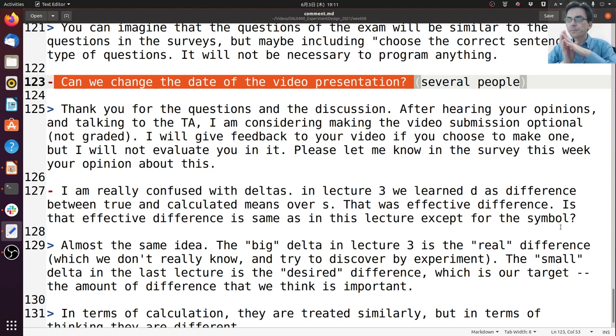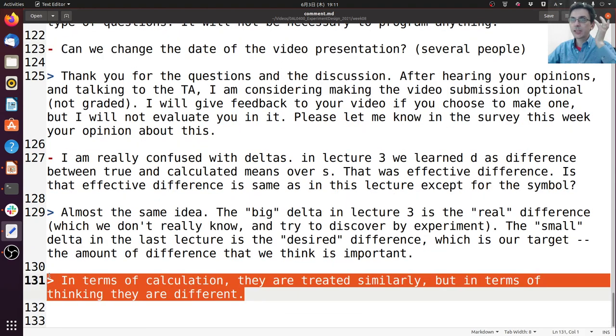Okay? The small delta in the last lecture is the desired difference. It is the difference that is our target, the difference that we want to observe in the experiment. So the amount of difference that we think is important. In terms of calculation, they are similar. It's just that the thinking is different. I hope that helps you understand a little bit better the difference. Almost the same, but the theoretical concept is a little bit different.